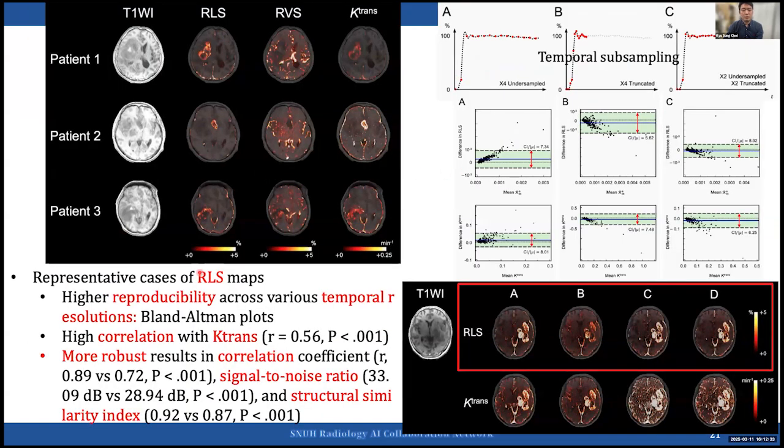As a result, these are three representative cases. They showed higher reproducibility across various temporal resolutions. On the right side, you can see undersampling and truncation, which together are called subsampling. The RLS showed high correlation with K-trans, but more robust results in correlation, SNR, and SSIM compared to K-trans. You can see that RLS maps do not degrade as the subsampling progresses, but K-trans does.